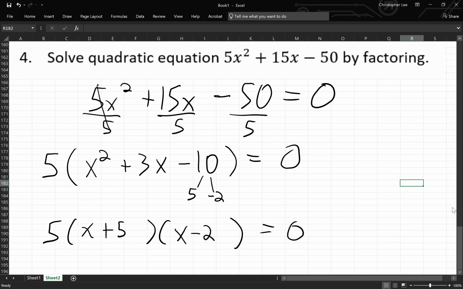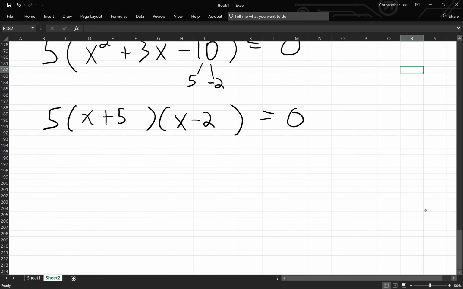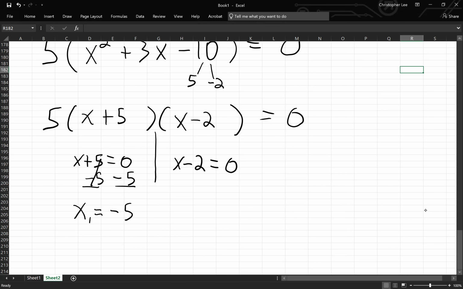All right. Last step that we have to do, right? We want to set both of these equal to 0. So I have x plus 5 is equal to 0, and I have x minus 2 is equal to 0. Very simply, just solve for x. So I'm going to subtract 5 from over here. What I do to one side, I got to do to the other. I have x1 is equal to -5. I'm going to add 2 over here. But what I do to one side of the equation, I have to do to the other. So now what I have is x2 is equal to +2. These are my answers.